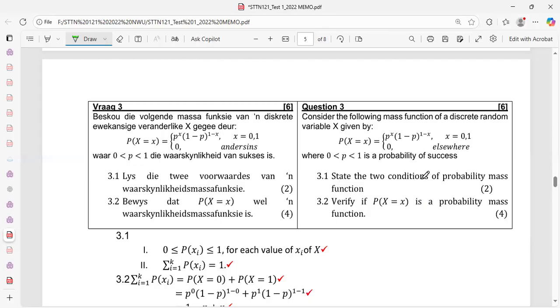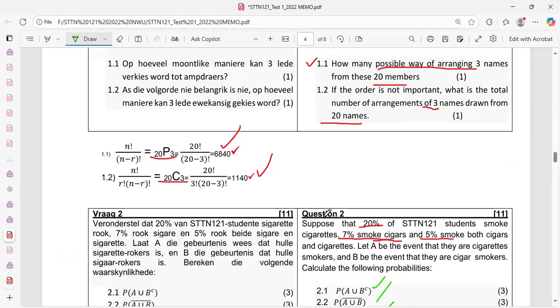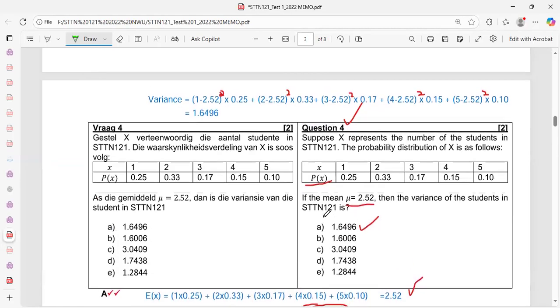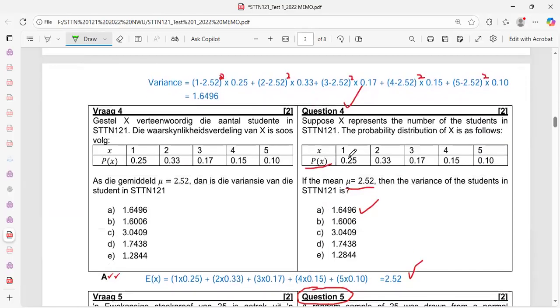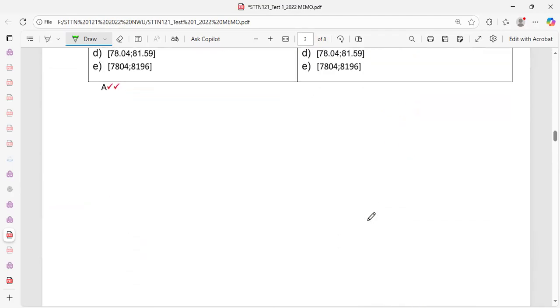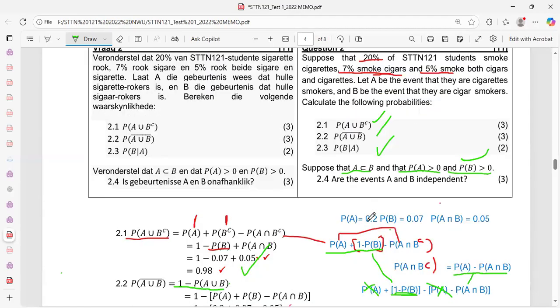State 2 conditions of probability mass function. Remember the first one I said: the probability mass function must be between 0 and 1. And when you add all of them, they must give you 1. So when I was saying that when you add all of them, they must give you 1, it's this one here. When you add 0,25 plus 0,33 plus 0,17 plus 0,15 plus 0,10, you will get exactly 1 when you add all of them.